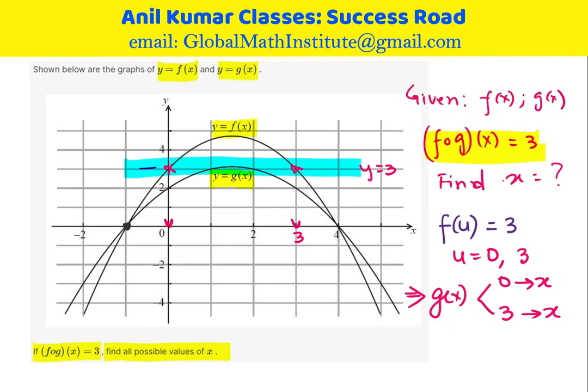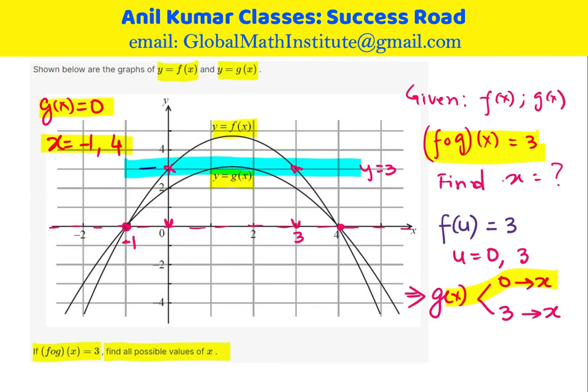To solve for the exact values of x, let us look into g of x equals 0. That means we are looking at the x-axis. Where does the graph cross the x-axis, where the y value will be 0? Those are the 2 points, which give you -1 and 4 as two solutions. So we get two solutions from the first condition, which is g of x equals 0, correct?